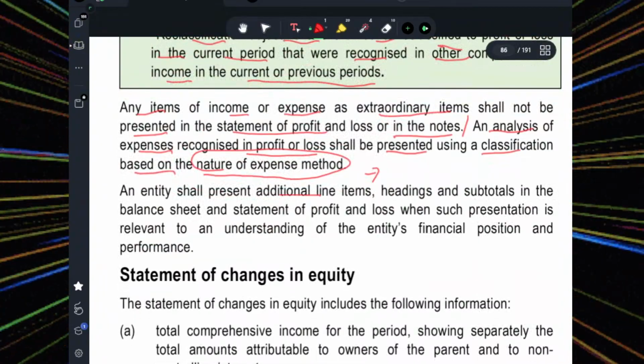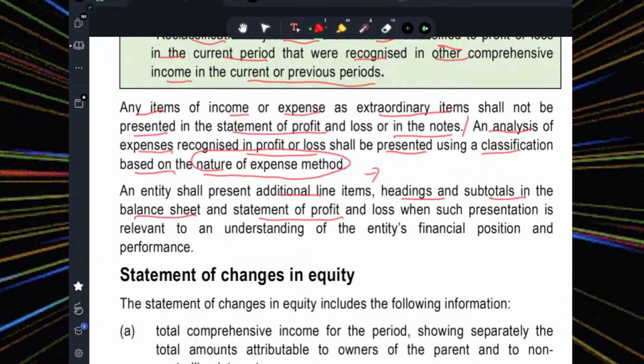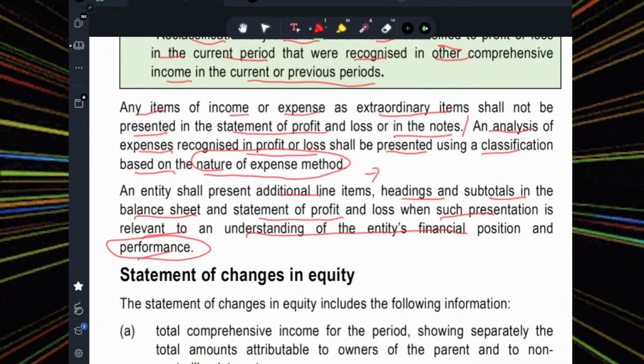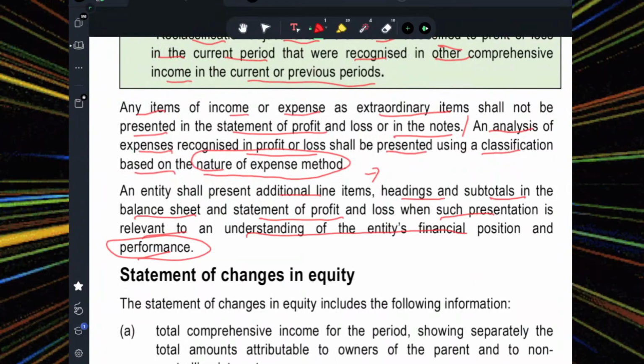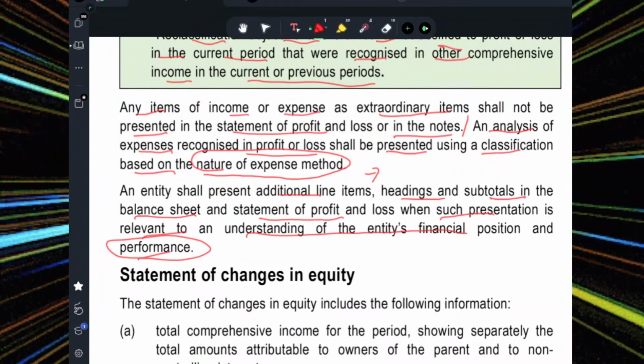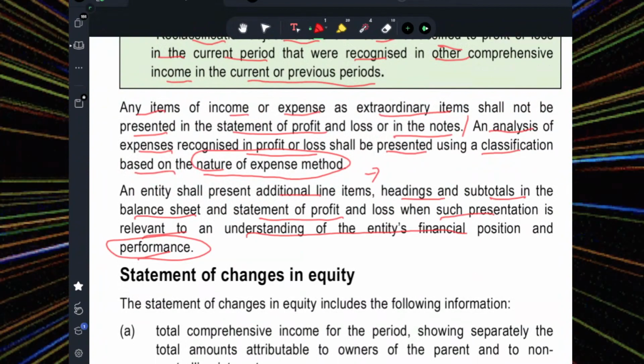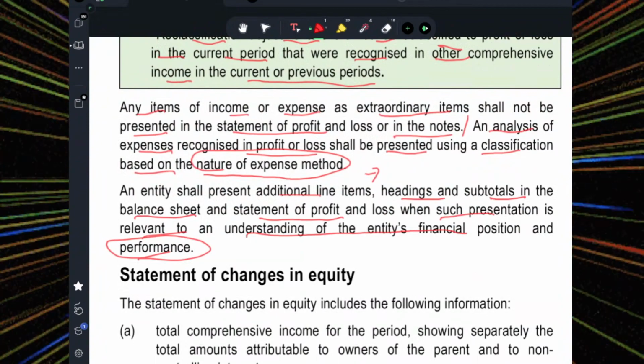An entity shall present additional line items, headings and subtotals in the balance sheet and statement of profit and loss when such presentation is relevant to understanding the entity's financial position and its performance. So they need to present it based on headings, their nature, and subtotals in the balance sheet and profit and loss statement. Such presentation should be clear. You can't put everything together.